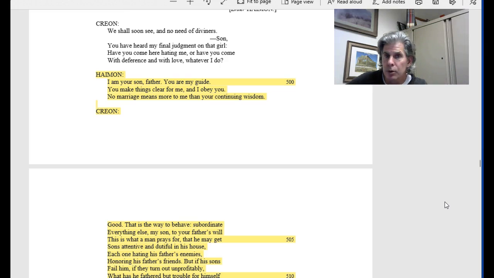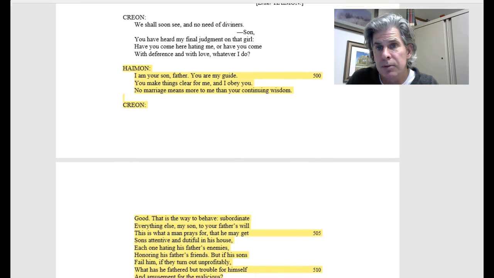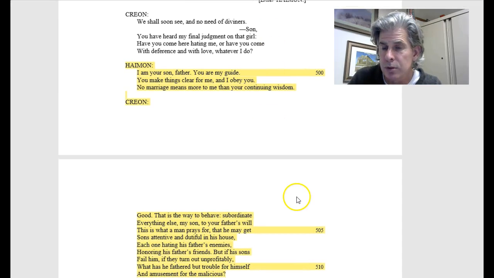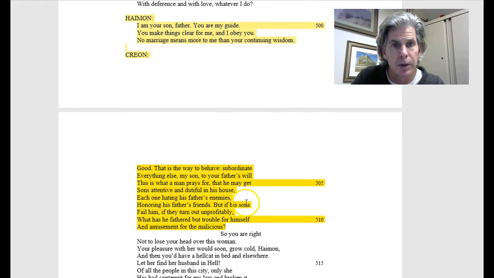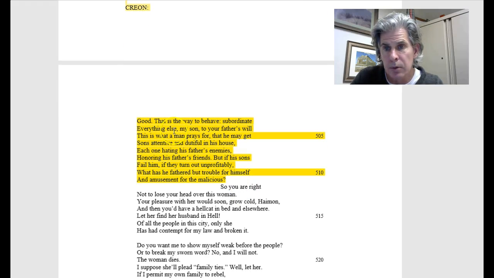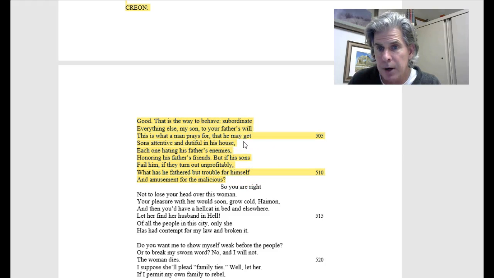But the thing you'll notice about Haemon is that he doesn't really mean this. He is instead being savvy and trying to get his father to realize that there's more to the situation than his father realizes. And Creon falls for it. But notice: "Good, that is the way to behave, subordinate everything else, my son, to your father's will. This is what a man prays for, that he may get sons attentive and dutiful in his house."